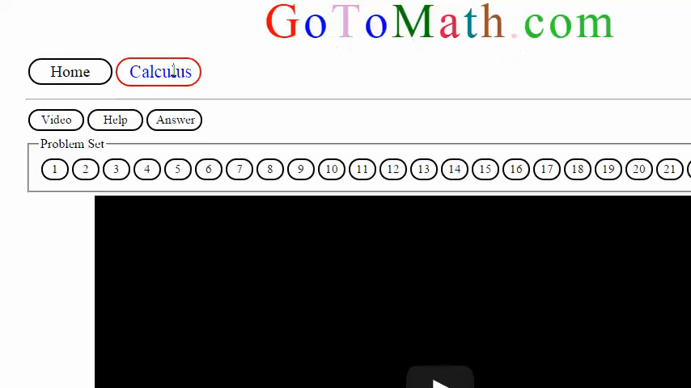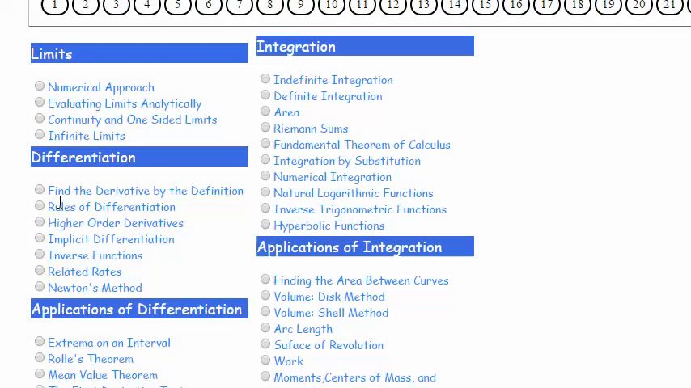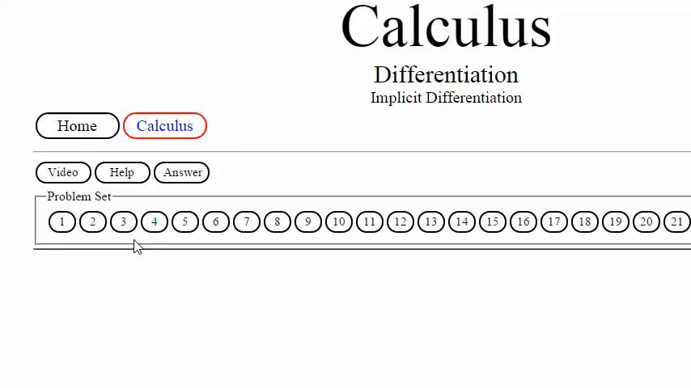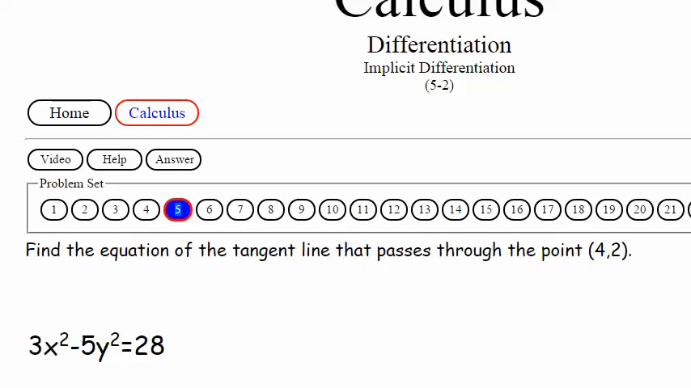We're at gotomath.com, working some calculus problems. We're down here at implicit differentiation and 5-2. I believe that's going to be what we need to be looking at. So let's take 3 seconds out here and write that down.